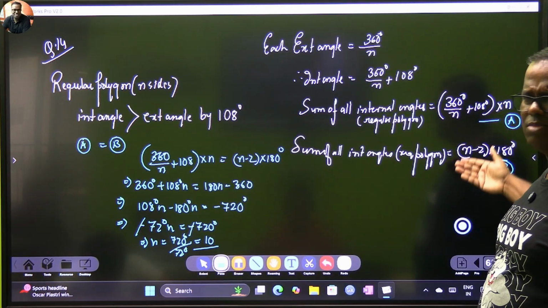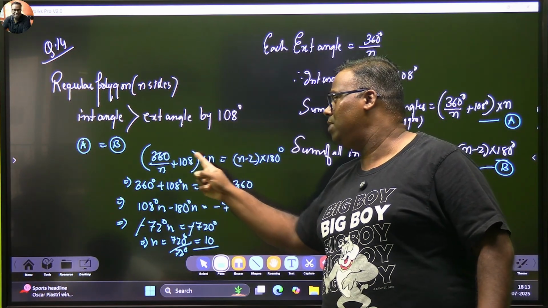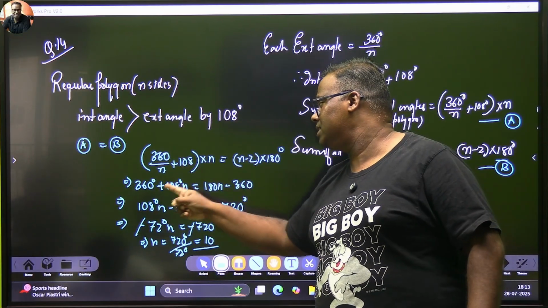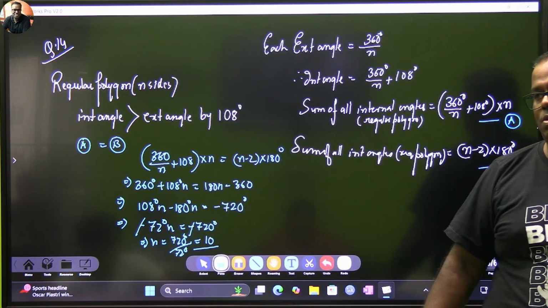Therefore, the right hand side must be the same. We are just equating the right hand sides. It's a simple equation. N multiplied with this, n and n cancel, it is 360, 108n is equal to 180n, and then the answer comes out.